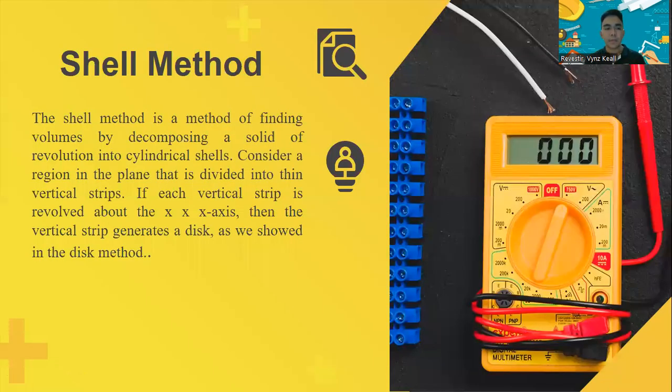Shell method. The shell method is a method of finding volumes by decomposing a solid of revolution into cylindrical shells. Consider a region in the plane that is divided into thin vertical strips. If each vertical strip is revolved about the x-axis, then the vertical strip generates a disk, as we showed in the disk method.